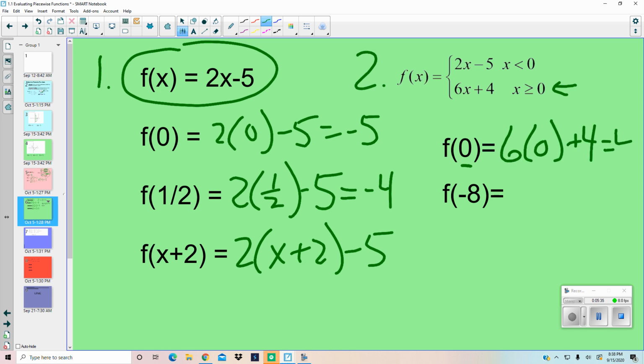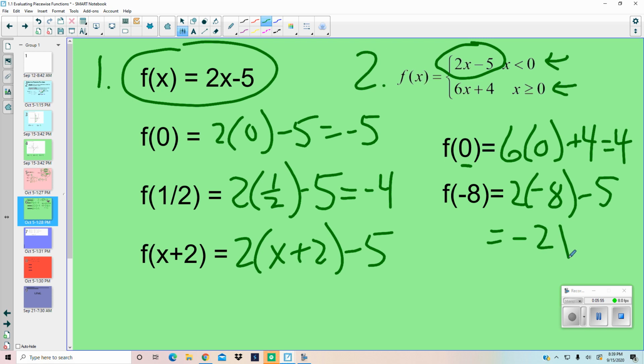That would equal 4. F of negative 8, where does negative 8 fit into the inequalities, the top one or the bottom one? It fits in the top because negative 8 is less than 0. So then I'm going to use that function and plug in negative 8. So I get negative 16 minus 5, or negative 21. Let's do another one.